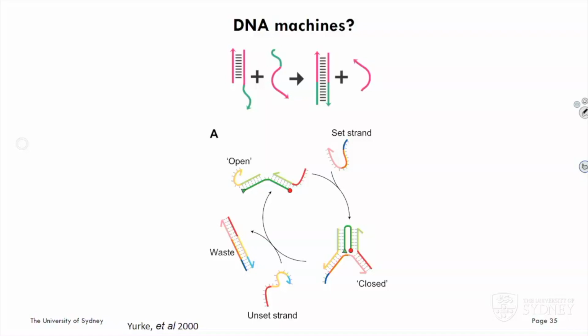You have a strand that can come in and stick them together, close the tweezers. Then you have another strand, so there's another sticky end here. You can strip off that strand, and then you can go back to the open state. So you can cycle things through different states. That's kind of cool. But that's not really a machine, is it?